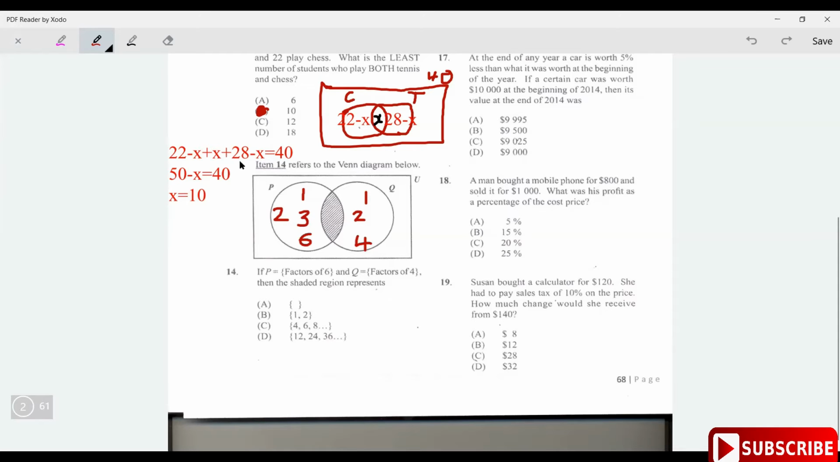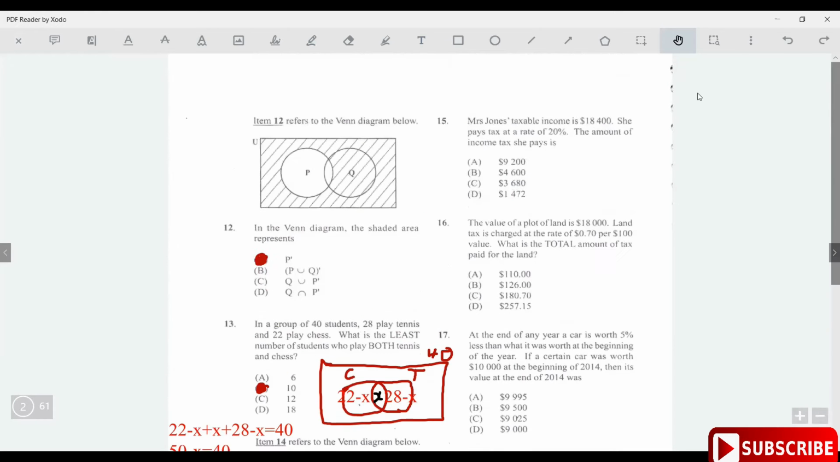What is in common with these two? It's just 1 and 2. See there, 1 and 2 are in common. So that's option B. Too easy. Moving right along.